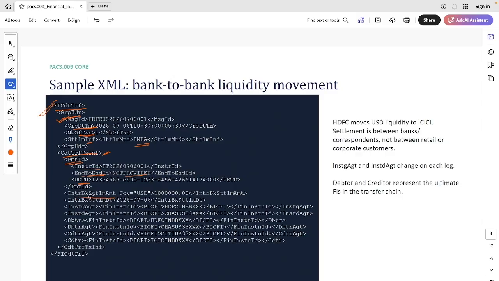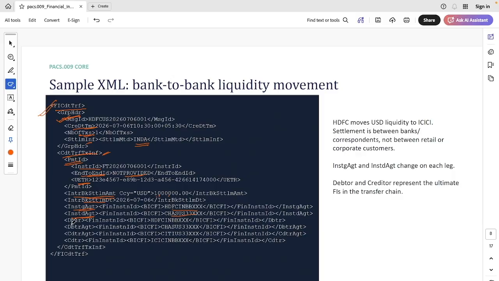Next, we have the interbank settlement amount. This tells us the settlement amount, and here the amount is how much? 1 million USD. Then we have the interbank settlement date. Then we come to the agent details. We have the instructing agent. This means HDFC Bank is the instructing agent for this message leg. Then we have the instructed agent. Here it means JP Morgan Chase is the instructed agent for this message leg.